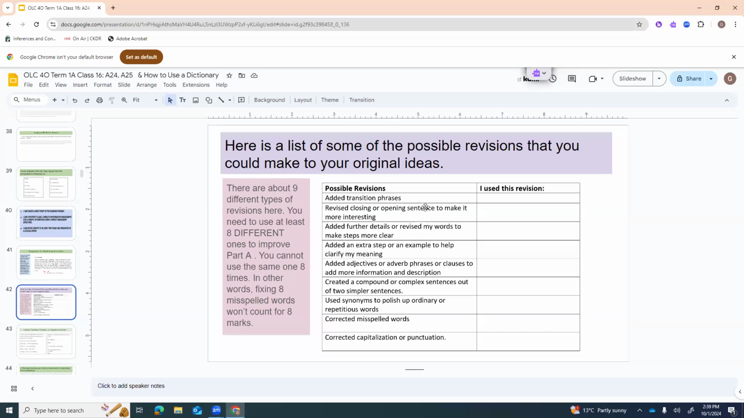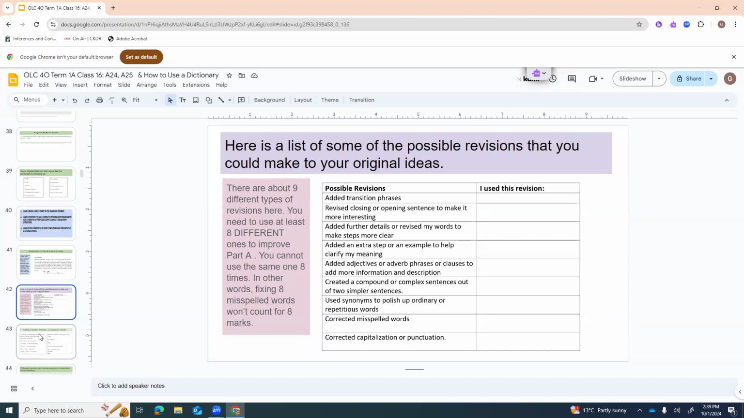So possible revisions are adding a transition phrase, revising the closing or opening sentence to make it more interesting, adding further details or revising your words to make the steps more clear, adding an extra step or an example to help clarify the meaning, adding adjectives or adverb phrases or clauses to add more information and description, creating a compound or complex sentence out of 2 simpler sentences, using synonyms to polish up ordinary or repetitious words, correcting any misspelled words, and correcting any capitalization or punctuation errors.